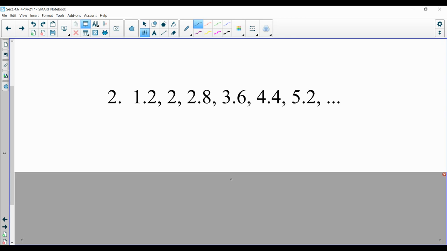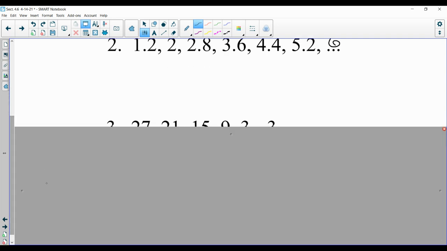Now I've got 1.2, 2, 2.8, 3.6, 4.4, 5.2. Evan, what do you think? Going up by 0.8 every time. Very good. What would the next one be? 6. Very good, 6 or 6.0. Nice job. Let's look at one more here.